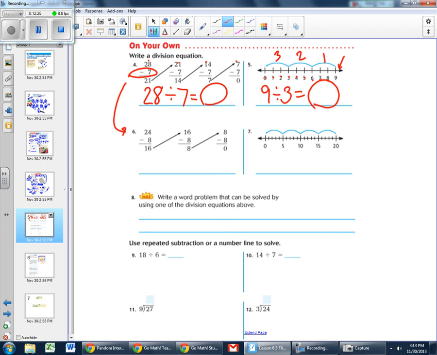Okay, and we're going to do writing a word problem. Okay, so I'm going to say Molly has 28 cookies, and she wants to make equal groups. So she's going to share them equally. If she has 7 friends, how many does each one get?